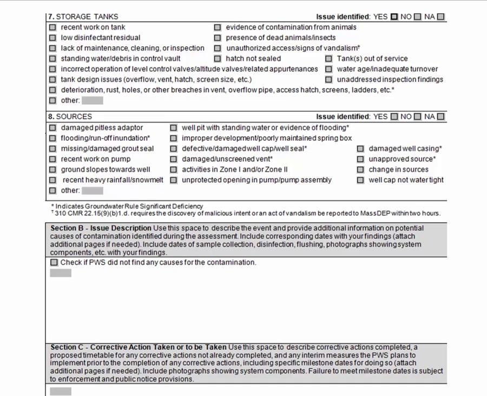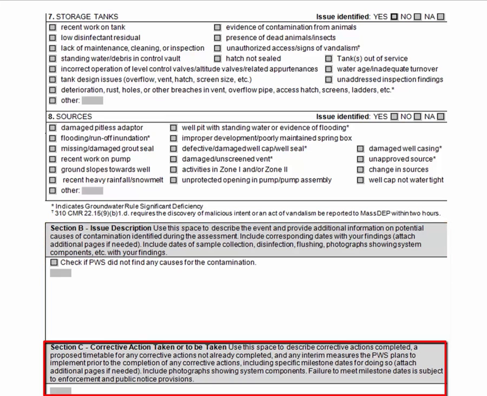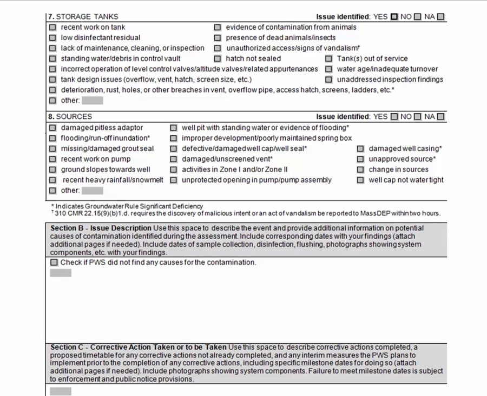Sections 7 and 8 reference storage tanks and sources. Section B, issue description, should have a narrative included. Please fill out Section C, corrective action taken, as well. Your PWS should have a proposed corrective action schedule, and if you cannot meet that schedule, make sure to contact your local MassDEP office.